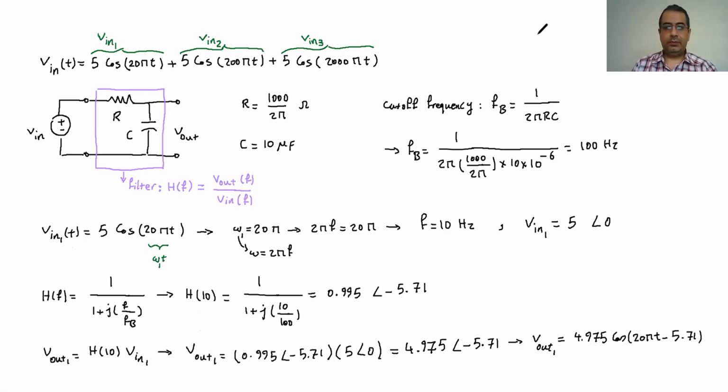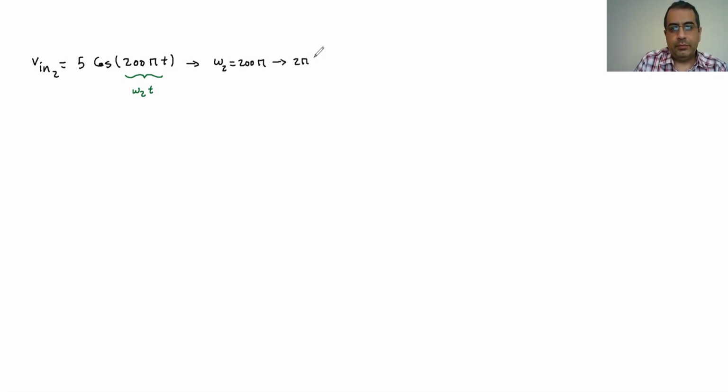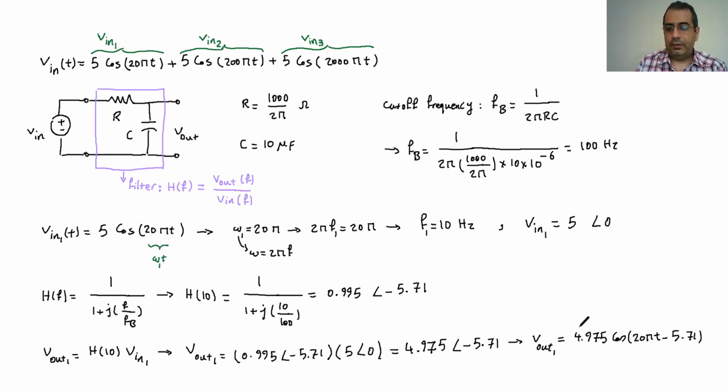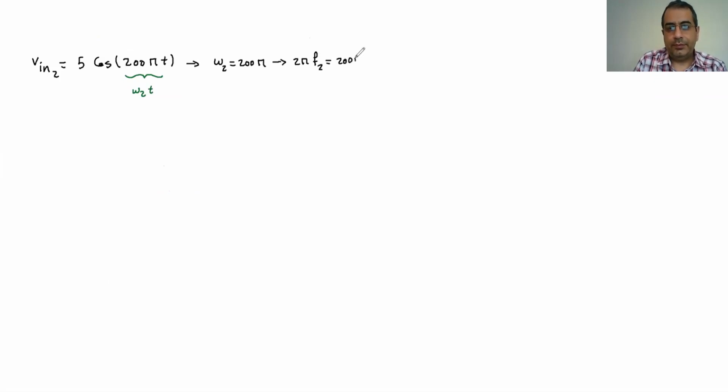So I'm going to write it for the second one and the third one as well. If I go to the second one, I know that the input is cosine 200 pi t. So we know that this is going to be omega 2 t. Therefore, omega 2 is going to be 200 pi, and omega is 2 pi f, and here it is f2. Let me go back and also make that f1. So 2 pi f2 is equal to 200 pi, and therefore f2 is going to be 100 hertz.